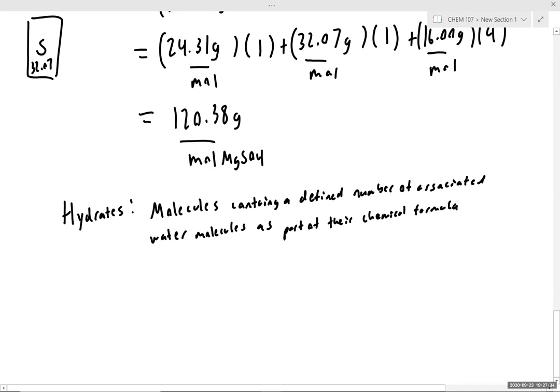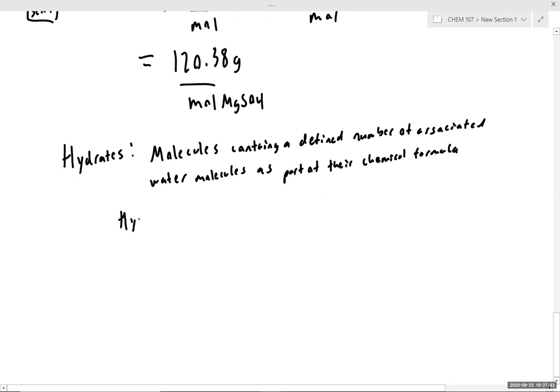It's not a wet solid. The water is part of the chemical formula and it impacts the properties. Hydrates are unique chemical species.